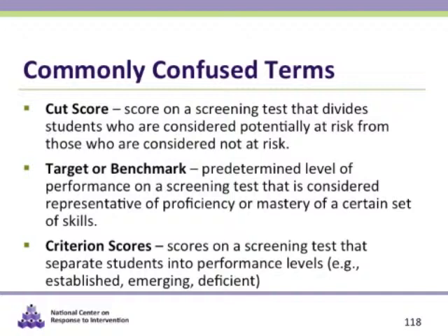Criterion scores are scores on a screening test that separate students into performance levels. So we've seen this often with DIBELS or something where it says these kids are deficient, emerging, or established.